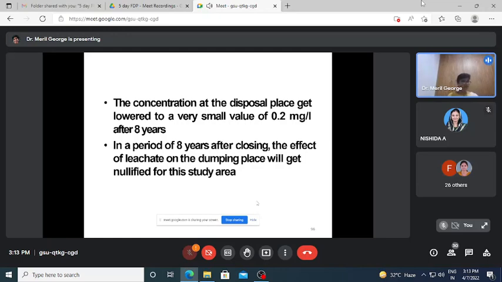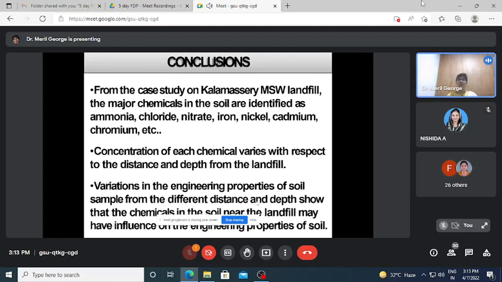In order to generalize or to get the data for other sites, anywhere we can go with a similar study to be conducted to get the contaminants, and to get the time required to nullify the effect of leachate on the soil properties. So I'd like to conclude my session with these major points.